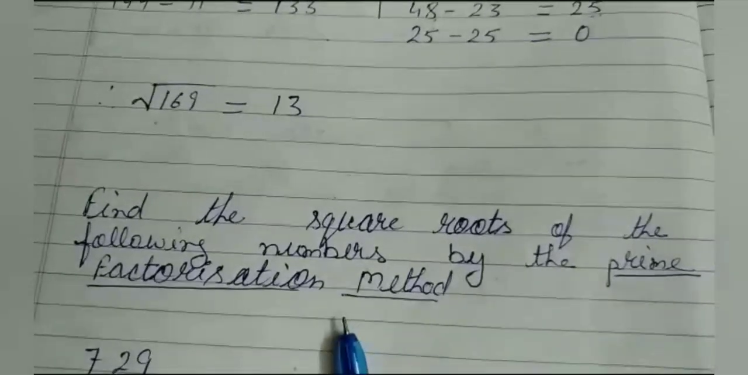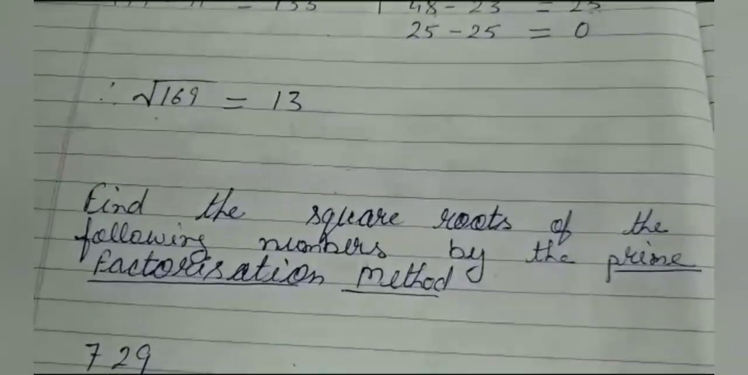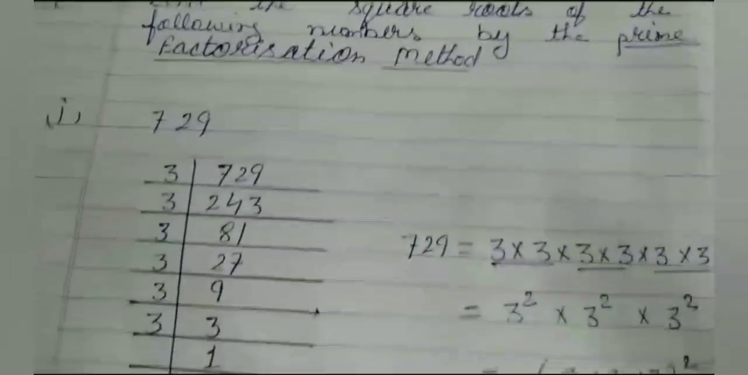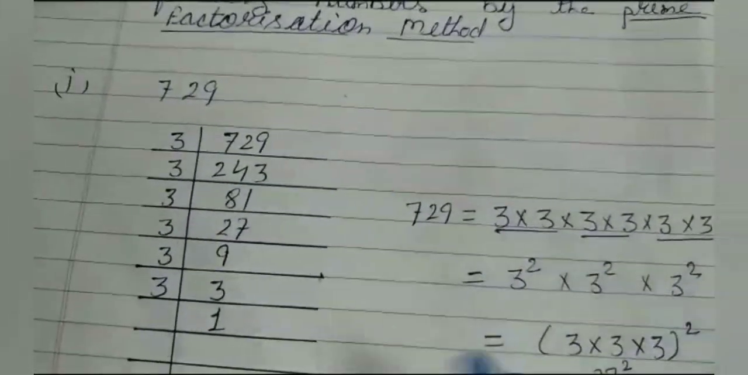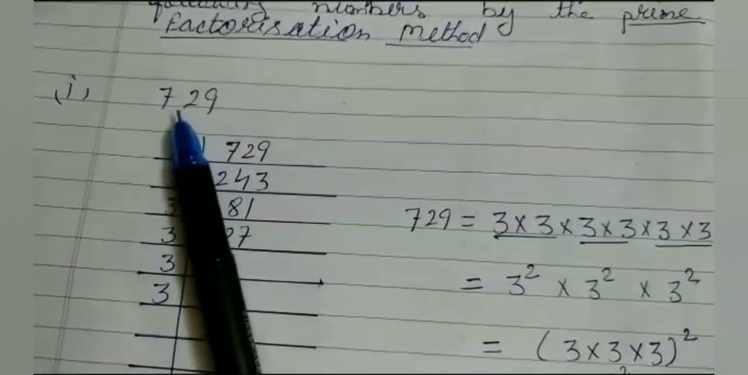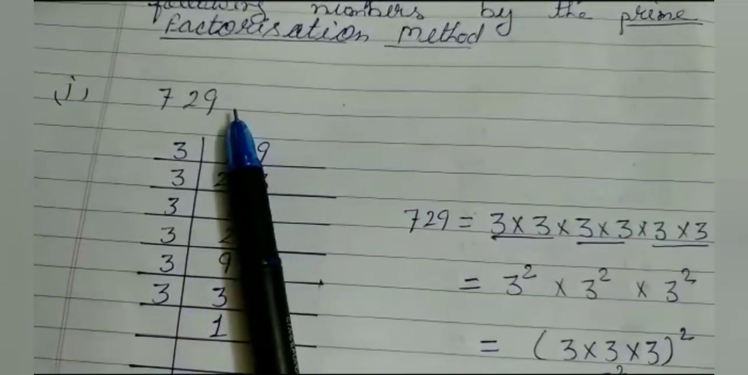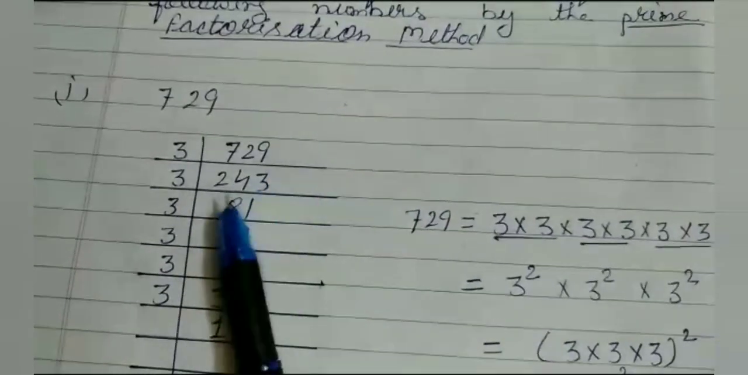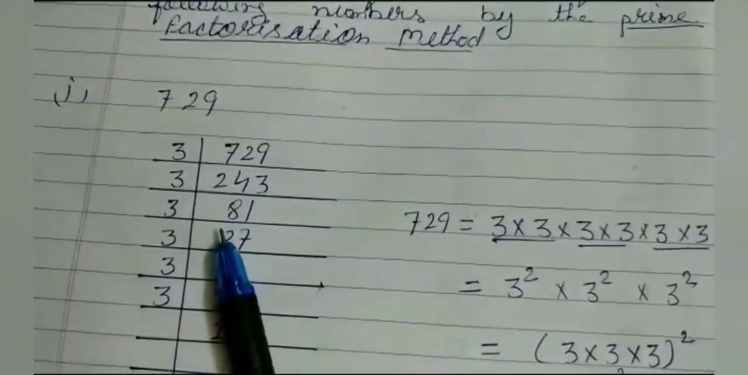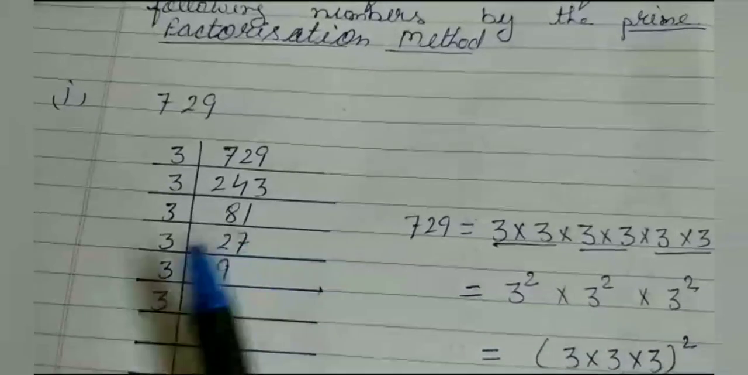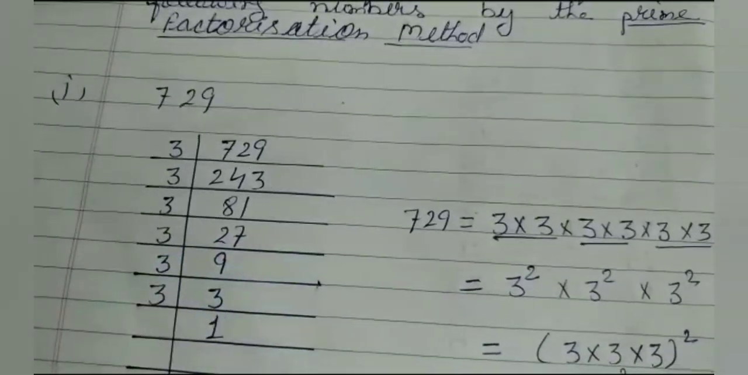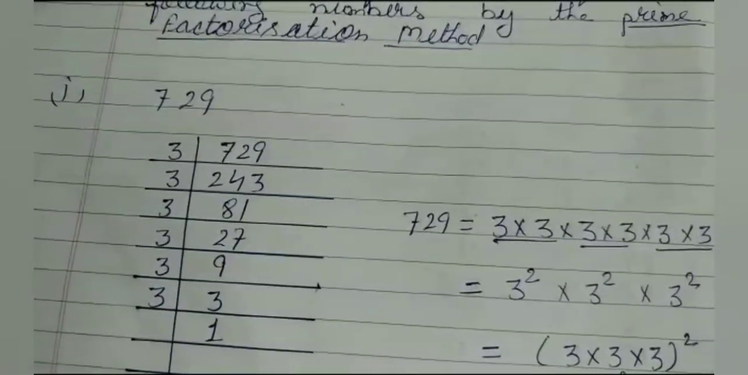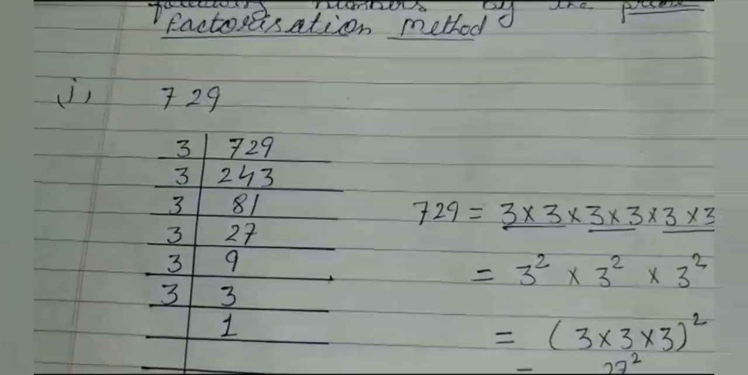Now the next sum is find the square roots of the following numbers by the prime factorization method. Now we use the factorization method. Look at here. We take the first part. The number is 729. We divide 729 by only prime numbers. Clear? Prime numbers 2, 3, 5, 7, 11, 13 and so on are prime numbers.